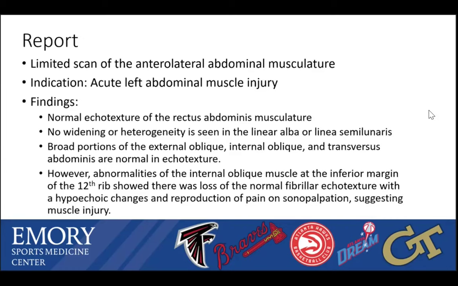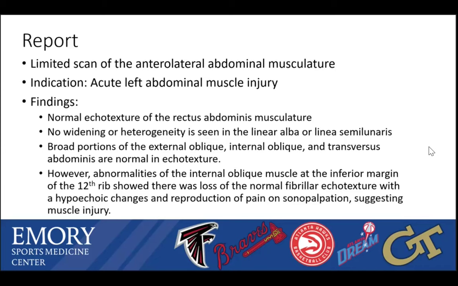So for a report for this patient, this is what I would call a limited scan of the anterolateral abdominal musculature. The indication is acute left abdominal muscle injury. And again, our findings are there's normal echotexture of the rectus. There's no widening or other heterogeneity or herniation seen at the linea alba or the linea semilunaris, and broad portions of the external oblique, internal oblique, and transversus abdominis are normal in echotexture.